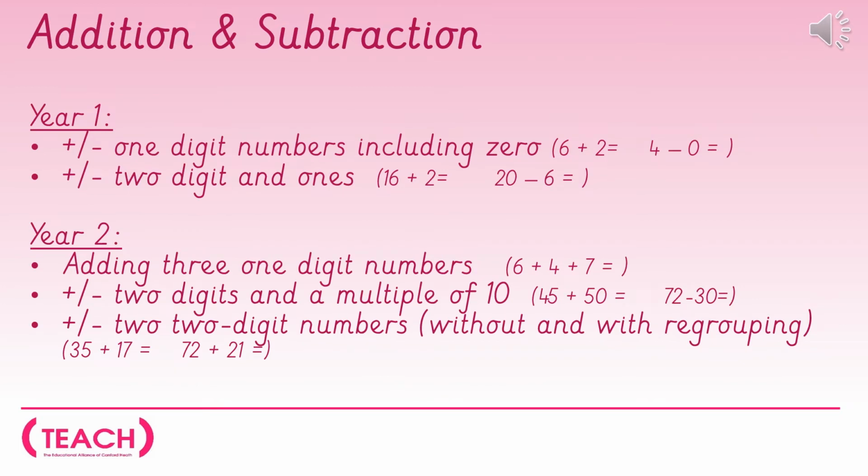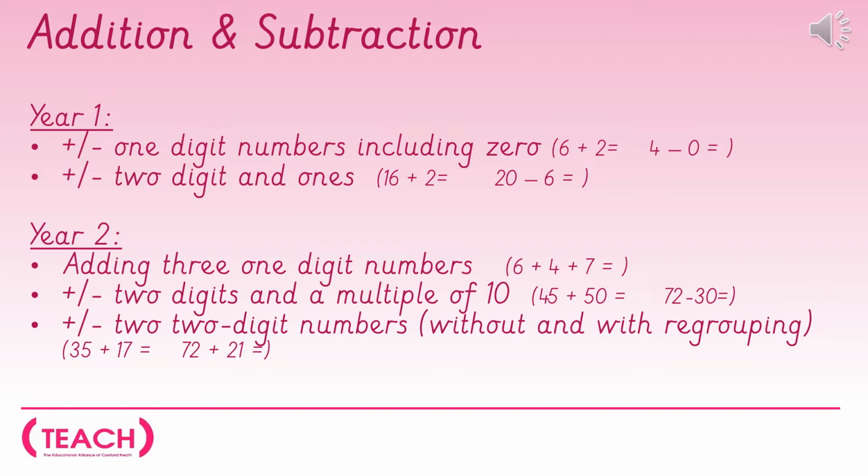So for addition and subtraction, in year 1, we have to be able to add and subtract 1-digit numbers, including 0, and add and subtract 2 digits and 1-digit numbers. In year 2, we add 3 1-digit numbers. So you can see the example, we've got 6 plus 4 plus 7.